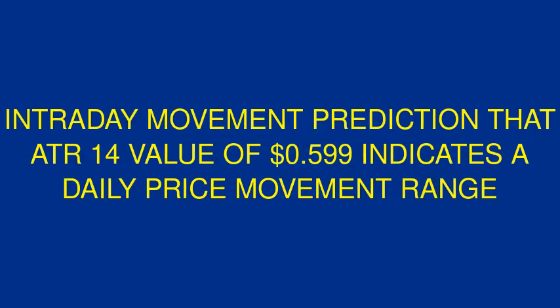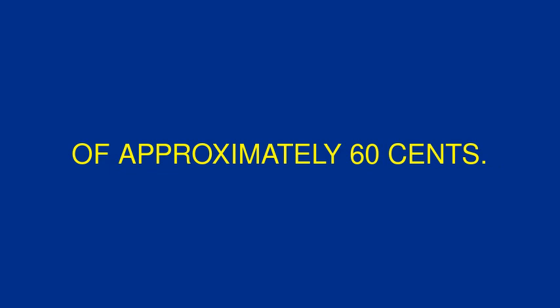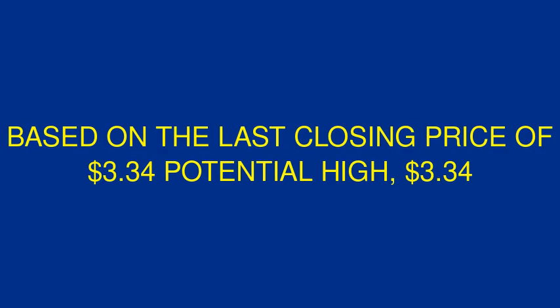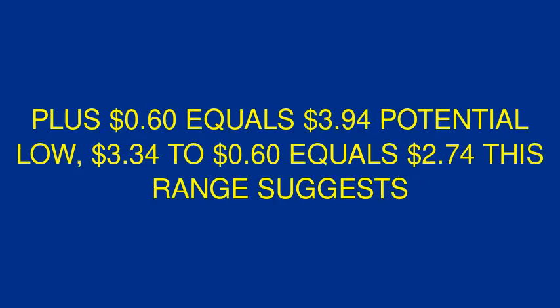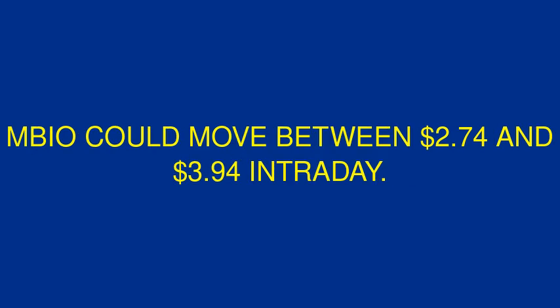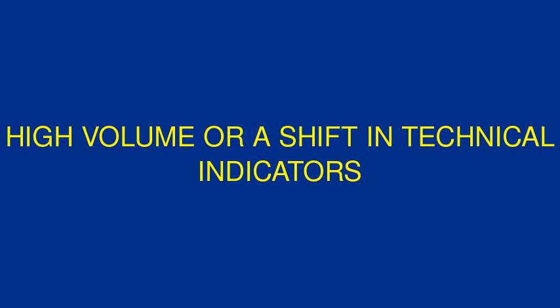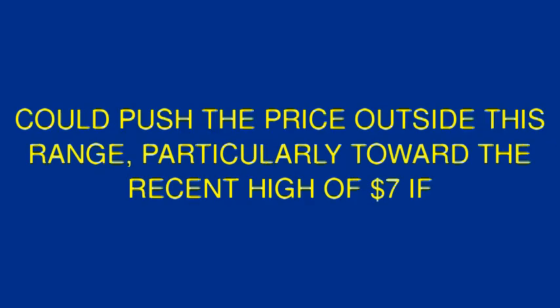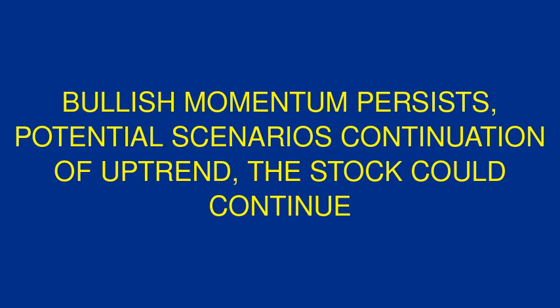Intraday movement prediction: the ATR 14 value of $0.599 indicates a daily price movement range of approximately 60 cents. Based on the last closing price of $3.34, potential high: $3.34 plus 60 cents equals $3.94; potential low: $3.34 minus 60 cents equals $2.74. This range suggests MBIO could move between $2.74 and $3.94 intraday. High volume or a shift in technical indicators could push the price outside this range, particularly toward the recent high of $7 if bullish momentum persists.